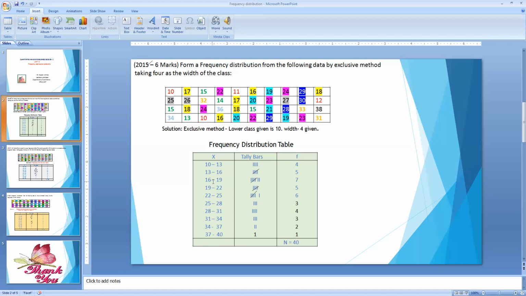So let us go for the third class interval, that is 16, 17, 18. Let us check how many numbers are there in this group. 16, 17, 18 is the range, and we have to count the numbers that fall in it.